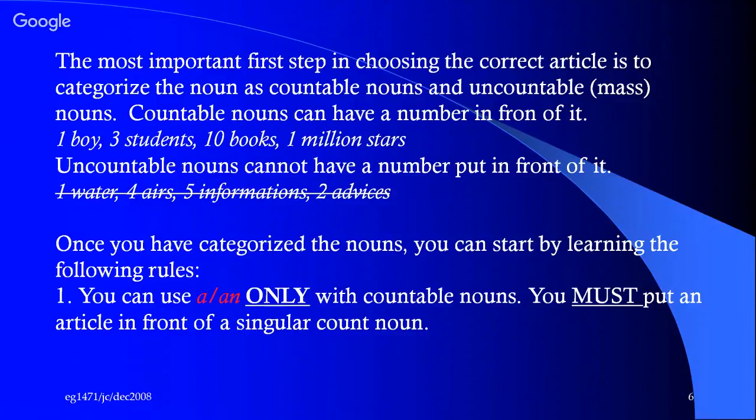Uncountable nouns cannot have a number put in front of it. One water, four airs, five informations, two advisors, ivella tappu. You cannot use these numbers with these nouns. Once you have categorized the nouns, you can start by learning the following rules. So these rules are very important. Please pay attention to these rules.